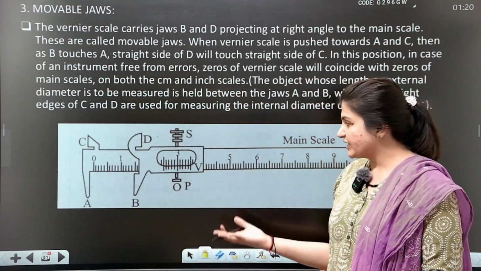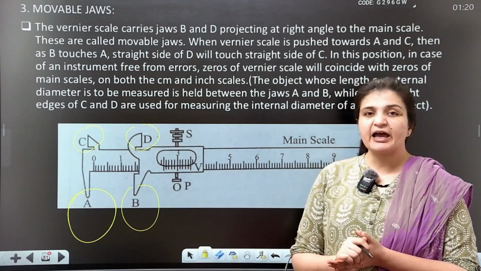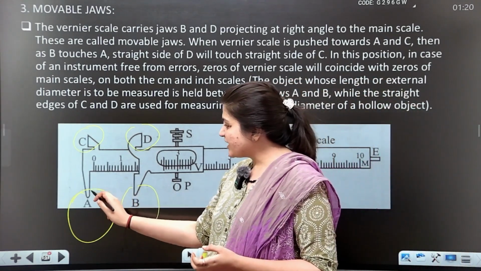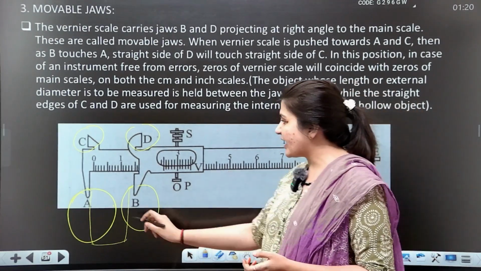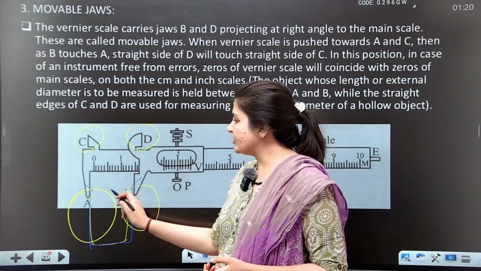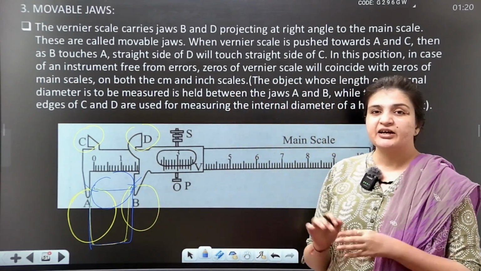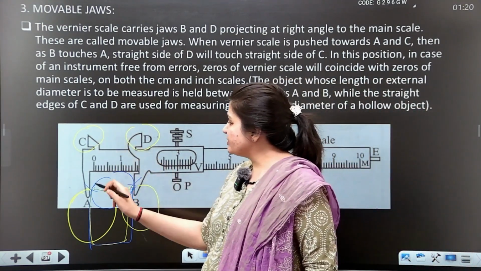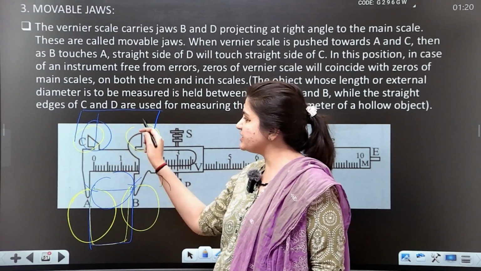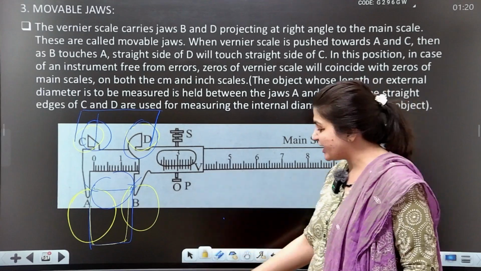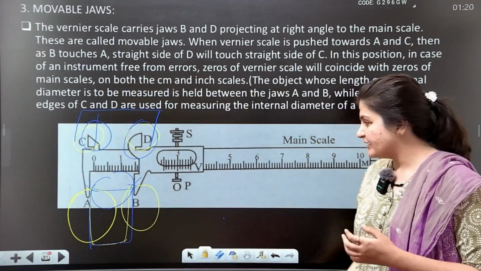Then again we will describe it. These are the movable jaws. These jaws are helpful in measuring, like if we have to measure the external diameter of a beaker. So this is a beaker, and we can measure its external diameter using these A and B jaws. And if we have to measure the internal diameter, the internal diameter can be measured using these C and D jaws. So these help in measuring the diameter of the beaker through A, B and C, D.